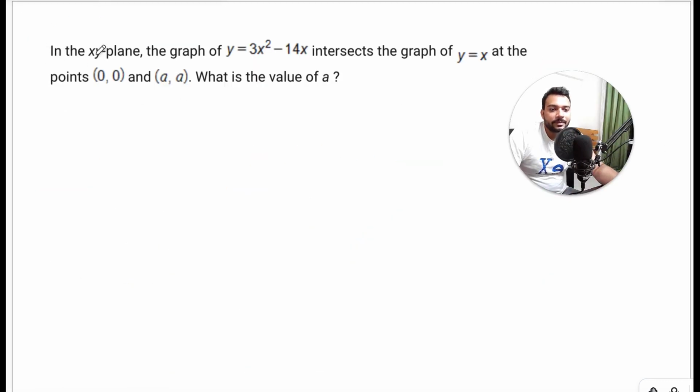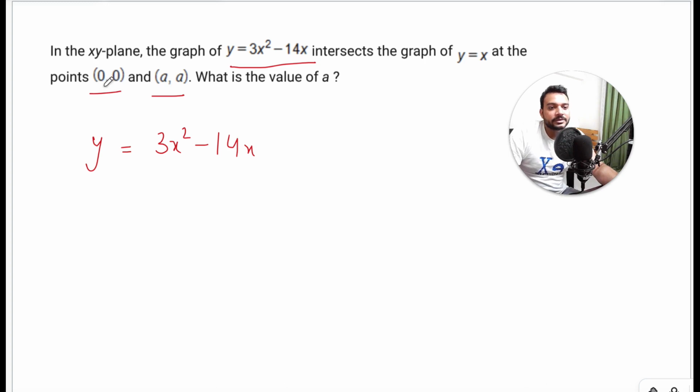In the xy plane, the graph of y equals 3x squared minus 14x intersects the graph of y equals x at the points 0, 0 and a. What is the value of a? Okay, so y is equal to 3x squared minus 14x, and they're saying it intersects the graph of y is equal to x. That means at whatever point it intersects, the x coordinate and y coordinate would be the same.